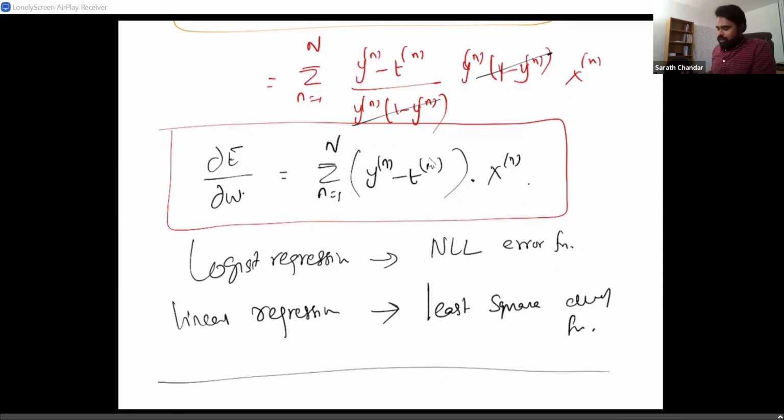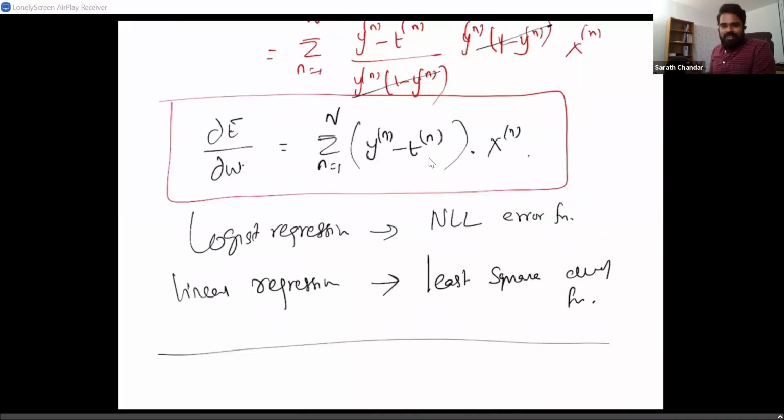I stopped there saying that this similarity between the two solutions is not a coincidence. So in today's lecture, we are going to start by digging deep into this connection, and then further discuss more about logistic regression.